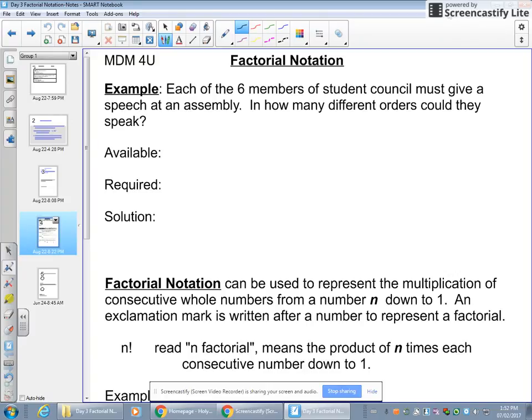Each of the 6 members of student council must give a speech at an assembly. In how many different orders could they speak? So there's no special conditions here. So we're going to write down what's given. Our available information is that we have 6 members of student council. What's required? We want to know the number of different speaking orders.